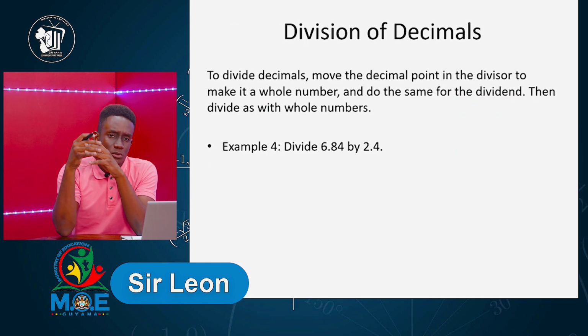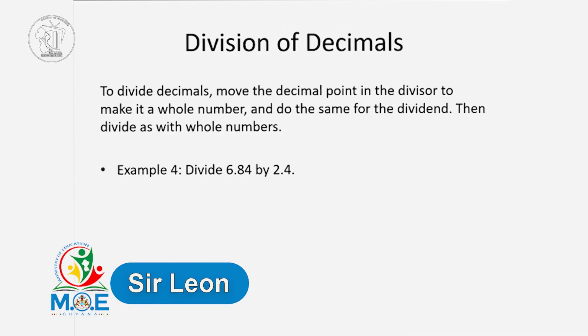Now let's move on to division of decimals. Now this here is very interesting. So when dividing decimals, the objective is to make the divisor a whole number. So that is the whole aim.